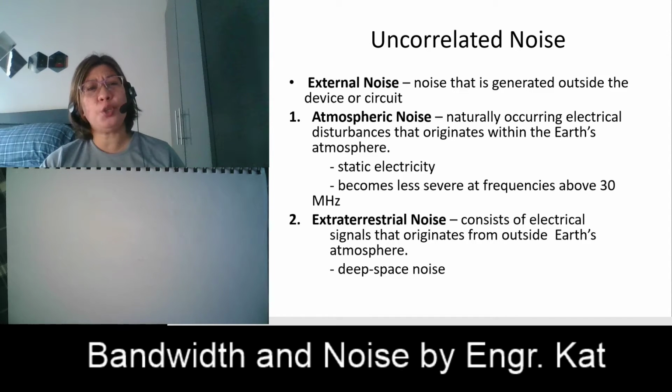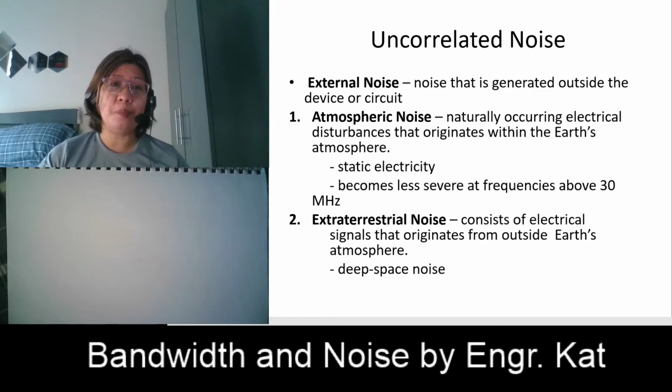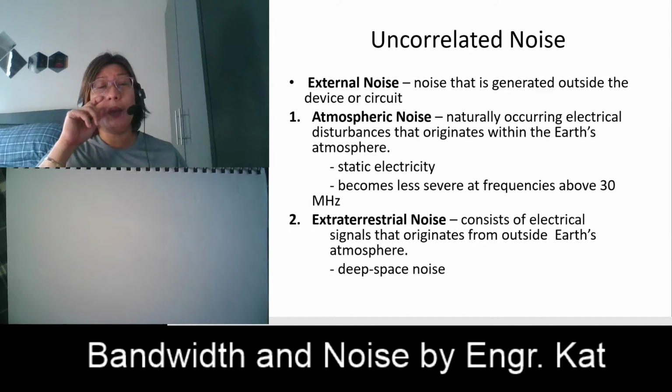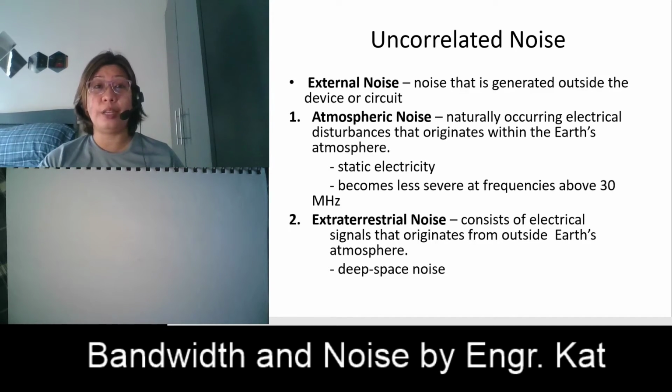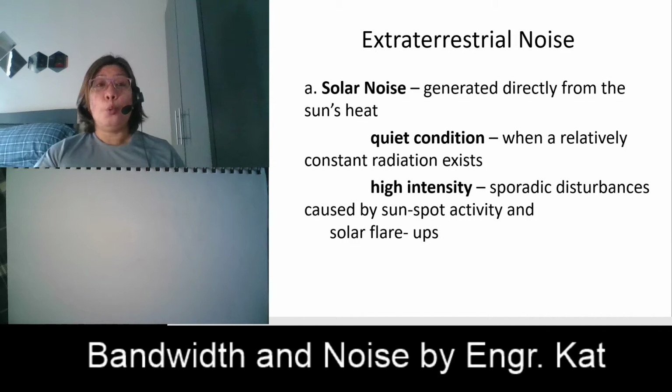We have several definitions of noise. If you read some texts, there are lots of different types of noise, so maybe you just have to do additional readings if some of those types of noises are not included in our discussion. We have solar noise. This is generated directly from the sun's heat. We have what we call quiet condition, when a relatively constant radiation exists, and high intensity, which is the sporadic disturbances caused by sunspot activity and solar flare-ups.